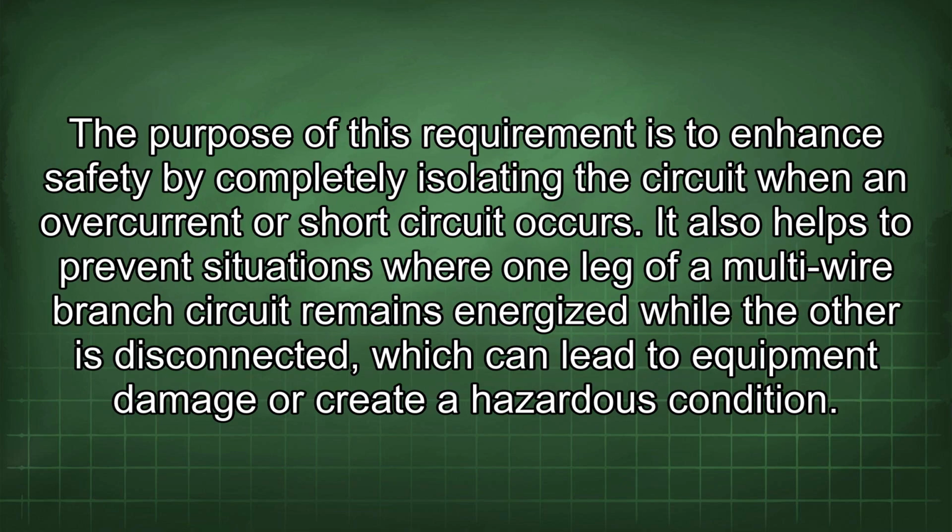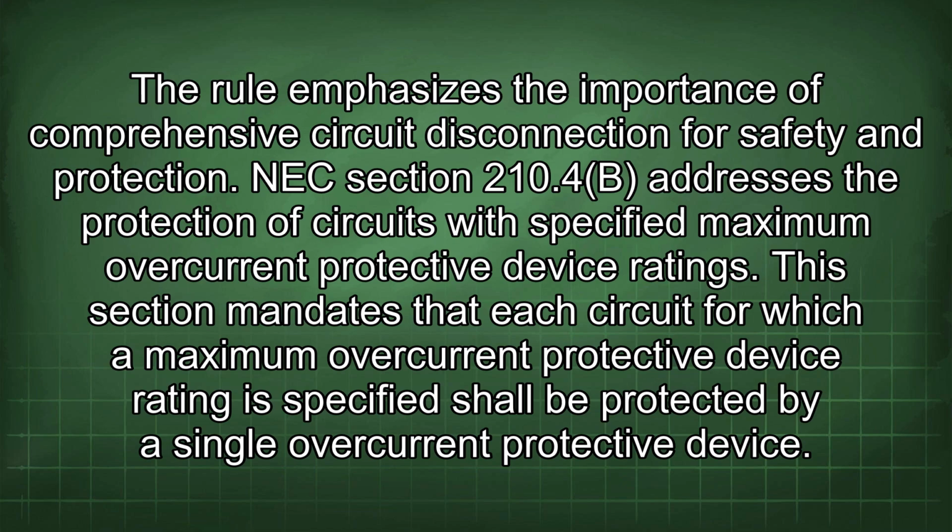The purpose of this requirement is to enhance safety by completely isolating the circuit when an overcurrent or short circuit occurs. It also helps to prevent situations where one leg of a multi-wire branch circuit remains energized while the other is disconnected, which can lead to equipment damage or create a hazardous condition. The rule emphasizes the importance of comprehensive circuit disconnection for safety and protection.